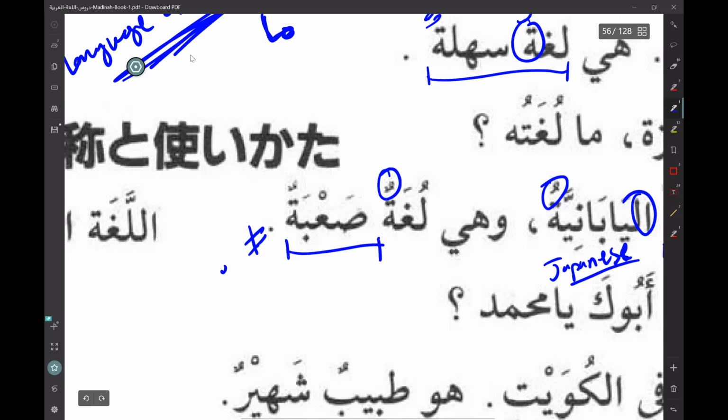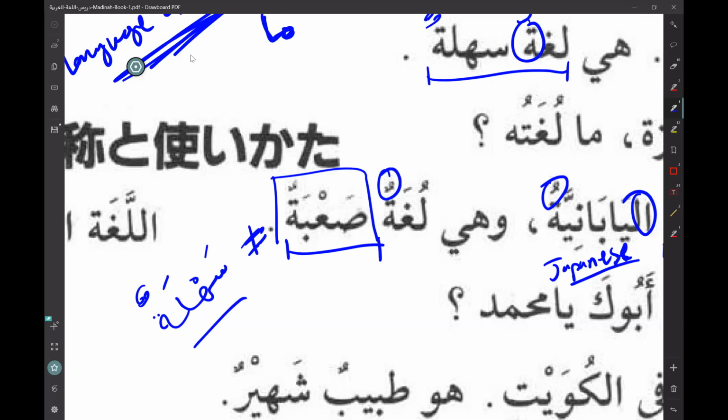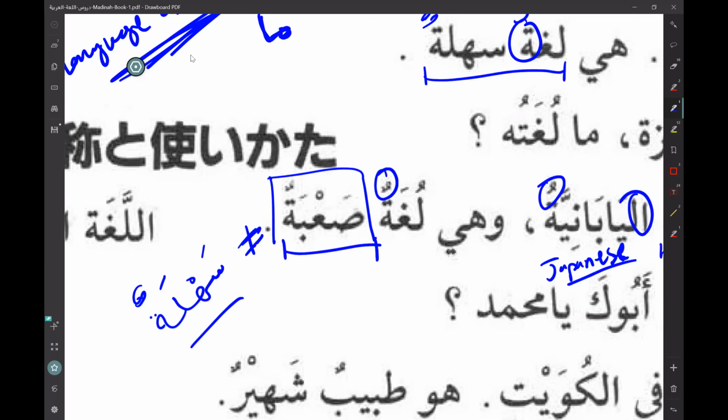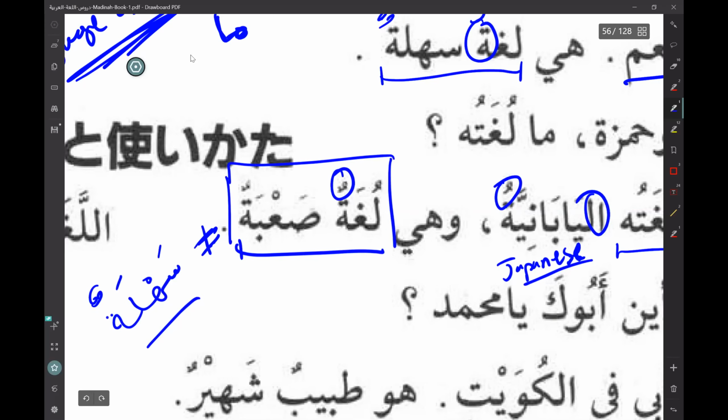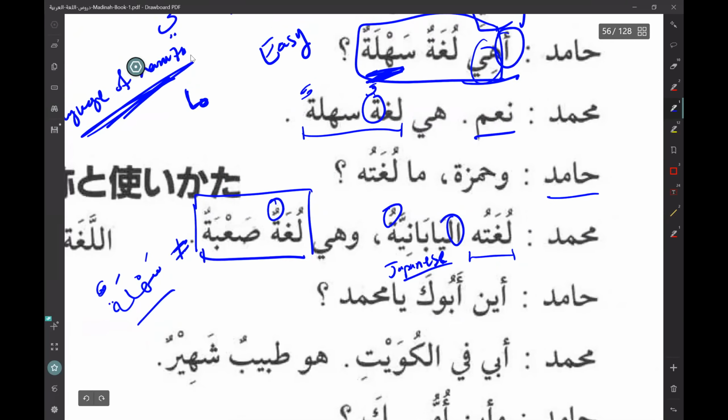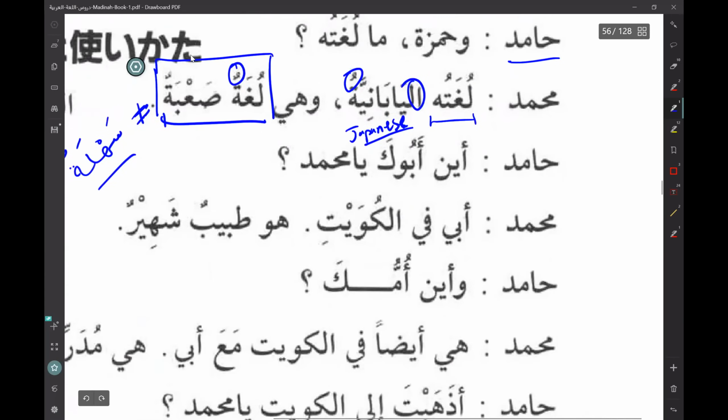Opposite of what? Sahla. So if it's the opposite of sahla, what does sa'abatun mean? Hard. Yes, you have to learn Arabic using Arabic, right? So it is hard, and it is a hard language, and it is also your what? Your adjective. It is your adjective. Everything is matching. All right. So far so good.